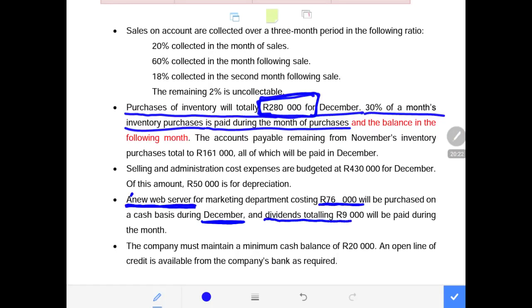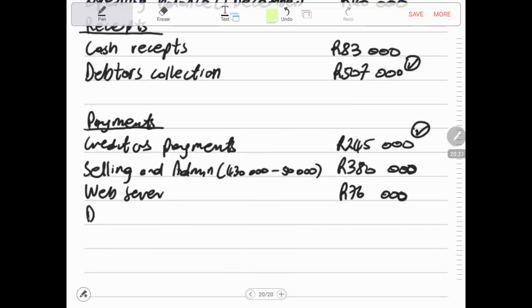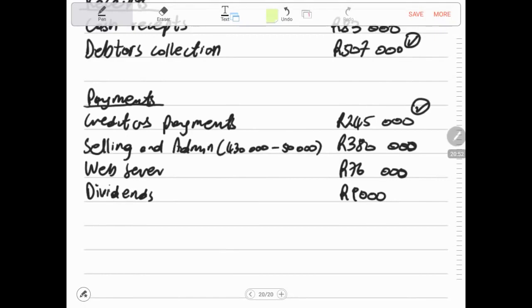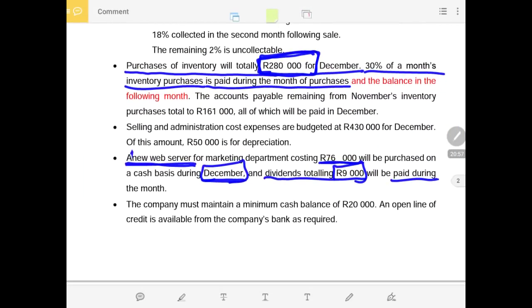Dividends total 9,000 will be paid during the month. What is the during the month? During the month is the same month of December, because this is the same transaction or the same adjustment. So now 9,000 of dividends is expected to be paid in the month of December. So here we can say dividends, and these dividends will amount to 9,000 rands. This is expected to be paid in the same month where we are doing the budget or cash budget.